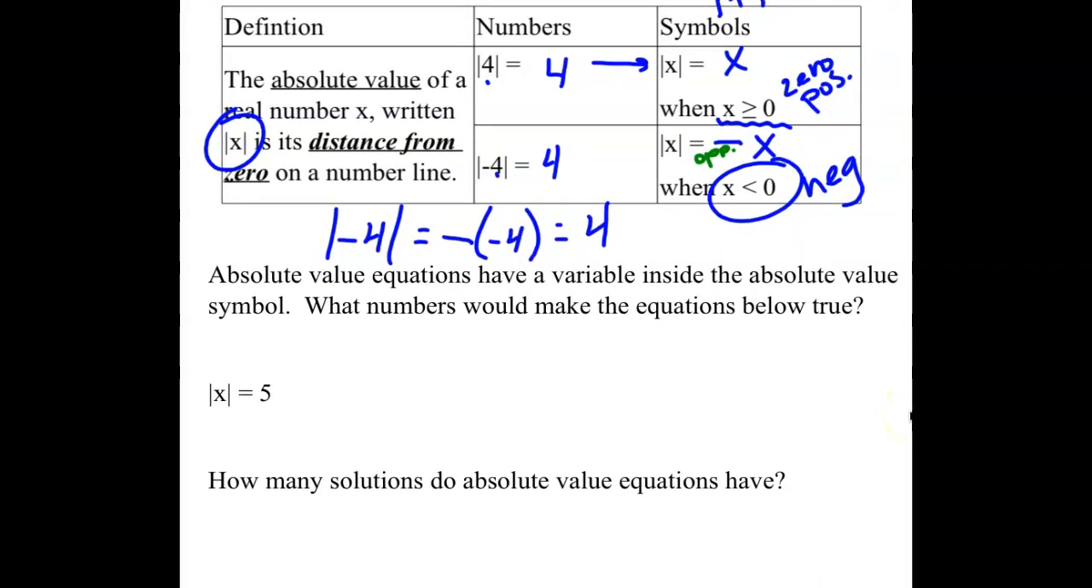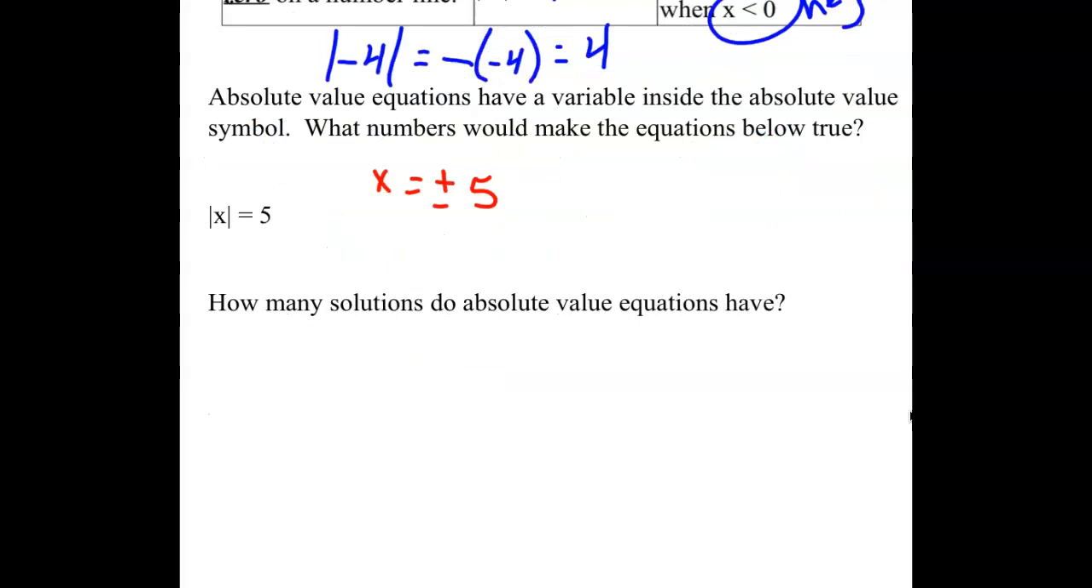All right. Absolute value equations are ones where we have a variable inside of our absolute value bars. What numbers would make the equation below true? If I say the absolute value of something is 5, where can I be on a number line that I'm 5 spaces from 0? I could be at positive 5 or negative 5. So how many solutions would absolute value equations have? And that's the most common answer. Students say 2 because I just gave you an example where we had 2 answers. Does it have to have 2?